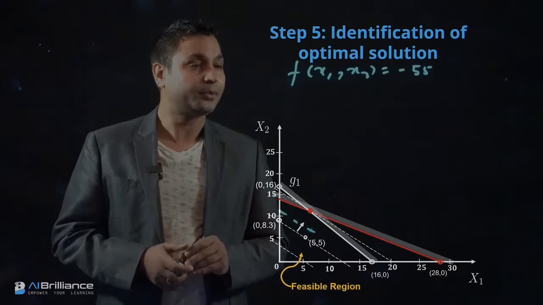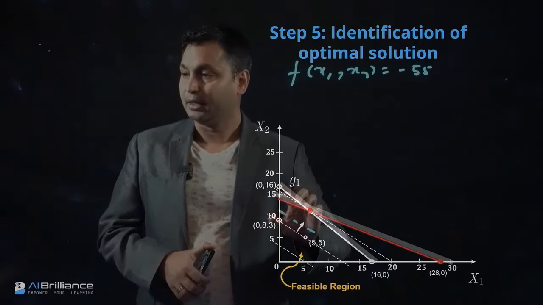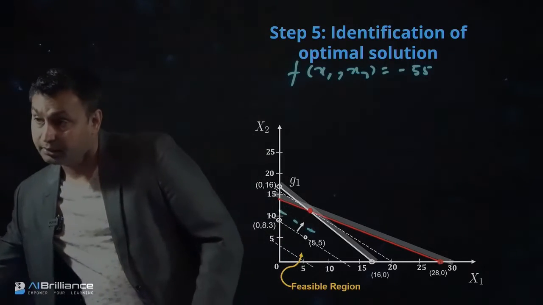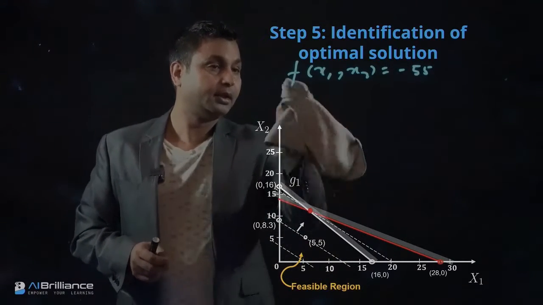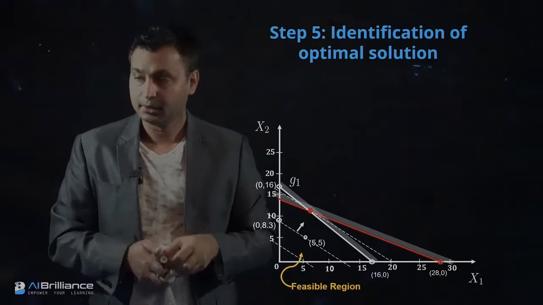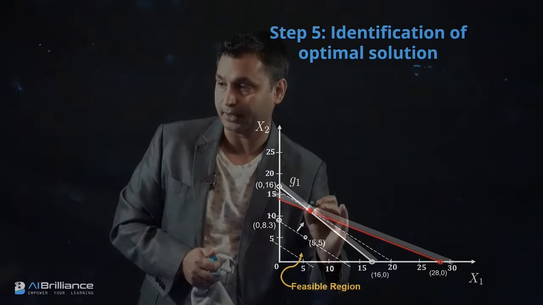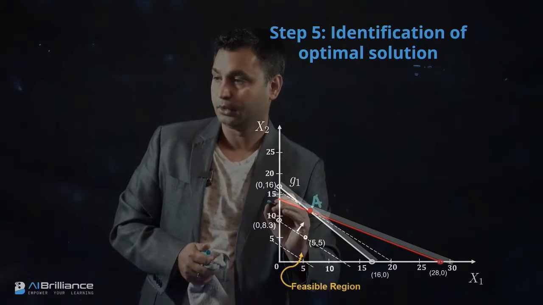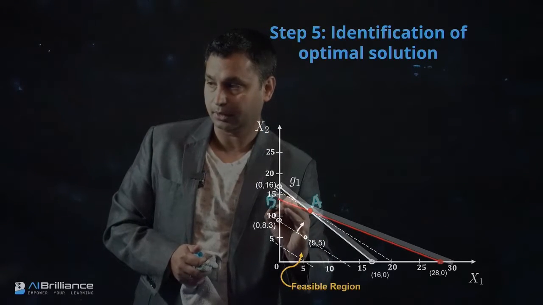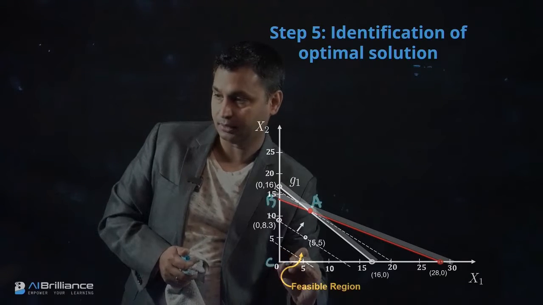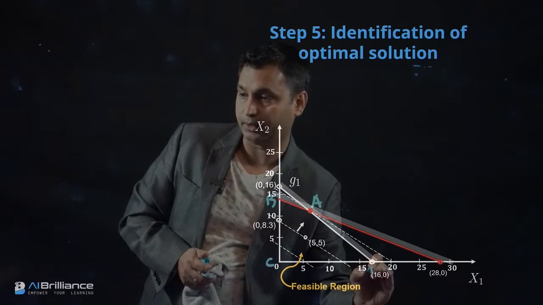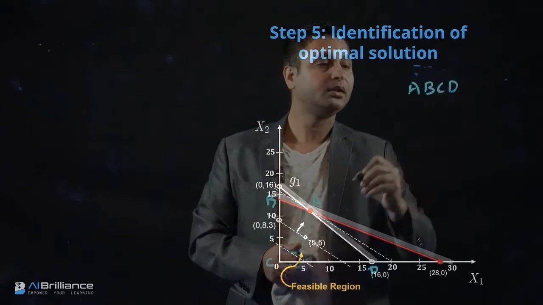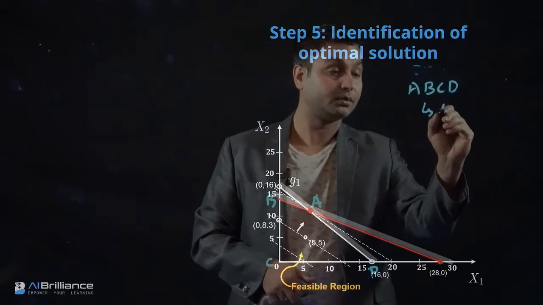That is the approach we will take. We know that the boundary is defined by these 4 points. Now let's mark those 4 points. This point, let's mark by A. This red point, which is the intersection of G1 and G2, by B. This point by C. And this point by D. So ABCD is the region that defines the feasible solutions.